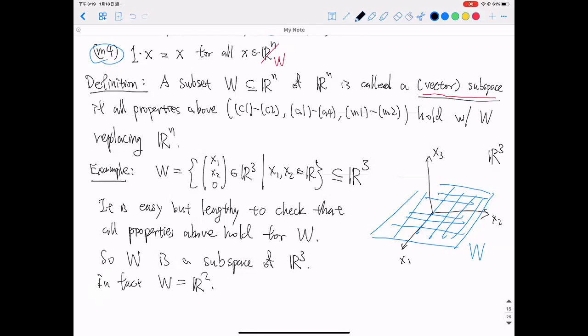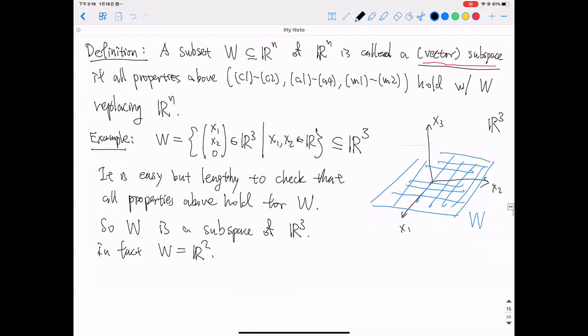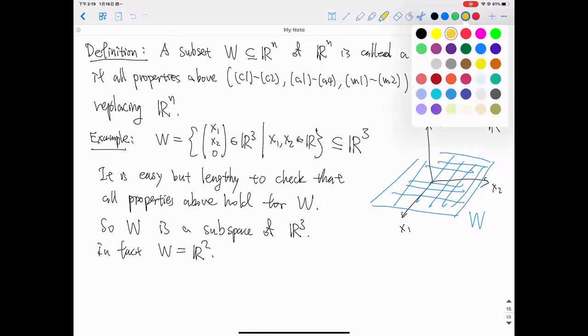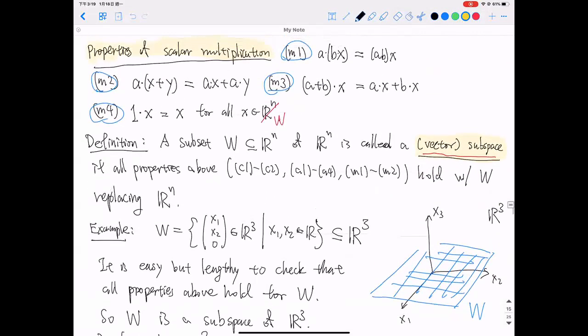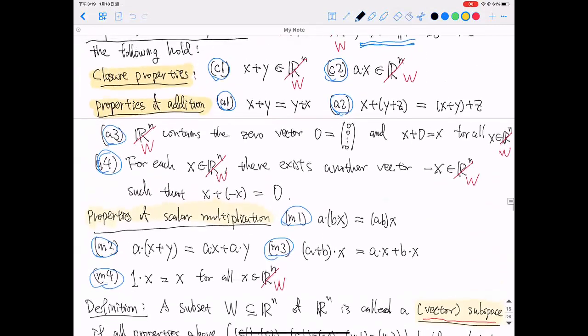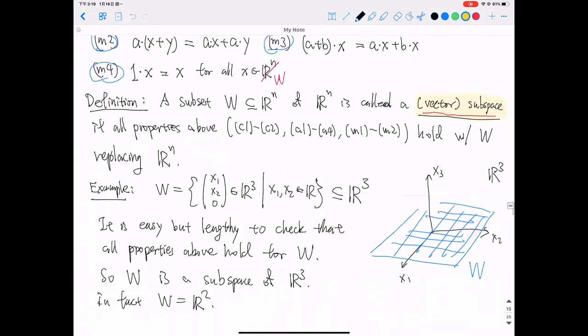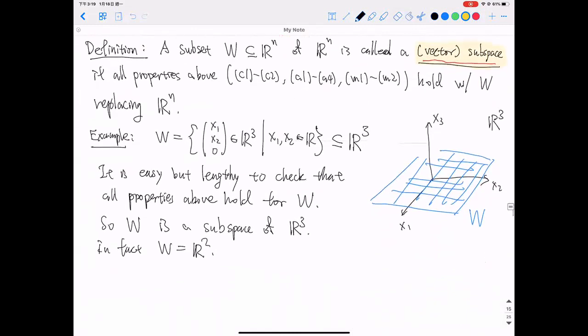Okay. Now, like I said, we're going to be interested in subspaces. So, as you can see in the definition, subspaces are defined by the validity of 10 conditions, and it's going to be not so fun to check these 10 conditions every time we see a set and we would like to know if it's a subspace or not.